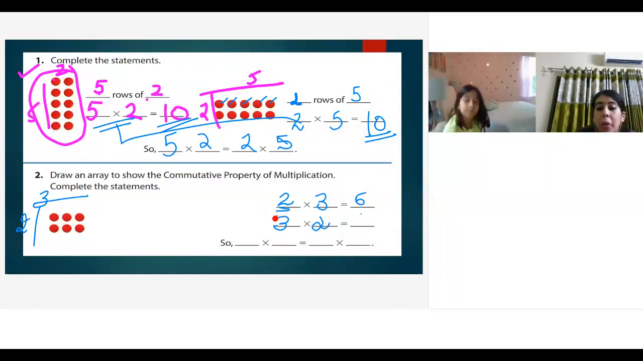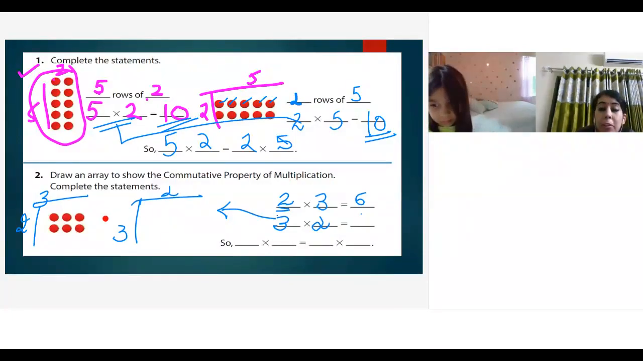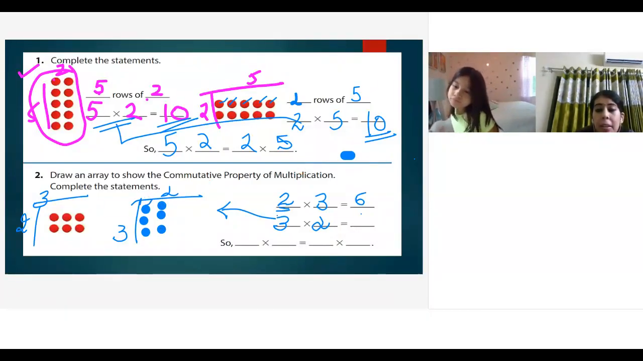So first you draw it. Rows are 3 and columns are 2, right? So you have to draw it. What should I do? I draw 3 rows and 2 columns. Can you count the counters? 1, 2, 3, 4, 5, 6. 6. Same answer I'm getting.